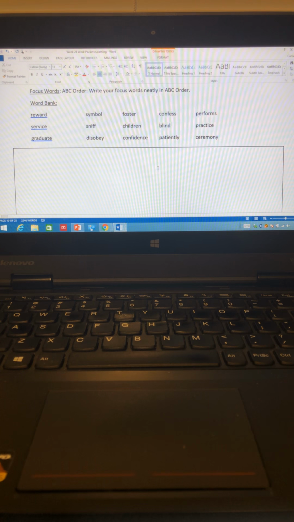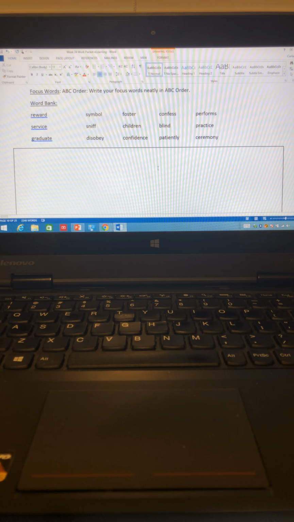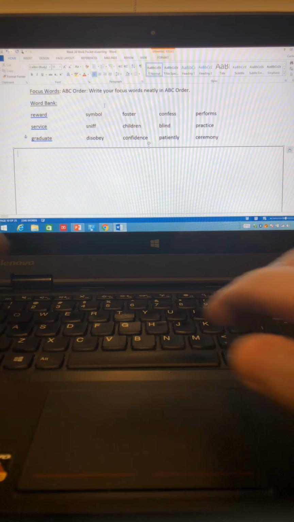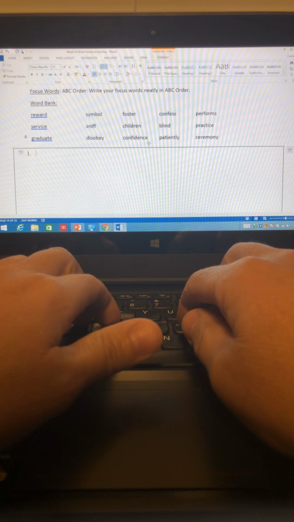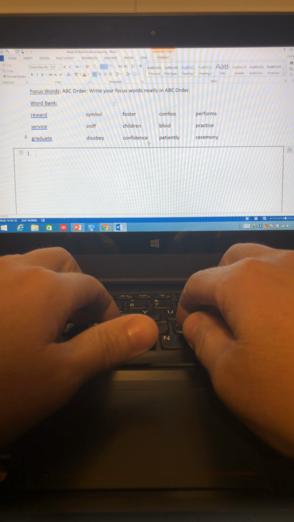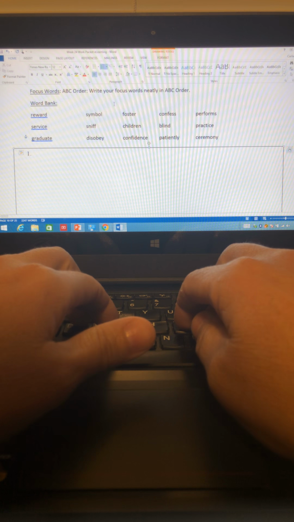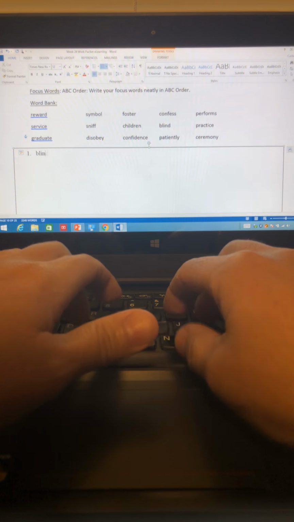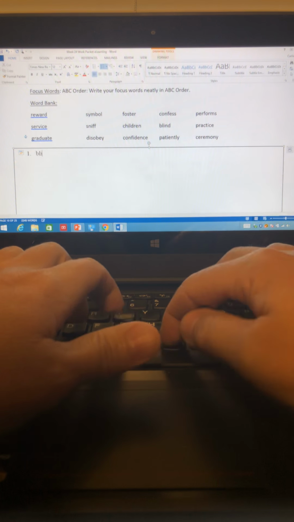Then your final part, make sure you do your ABC order with these 15 words. In the text box below, you can just type by starting with number 1. And as you start with ABC order, you're going to think, are any words starting with A? Not in this list. Are any words starting with a B? We have the word blind. So blind will be our first word.